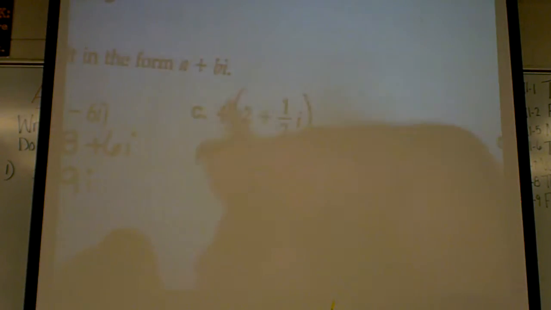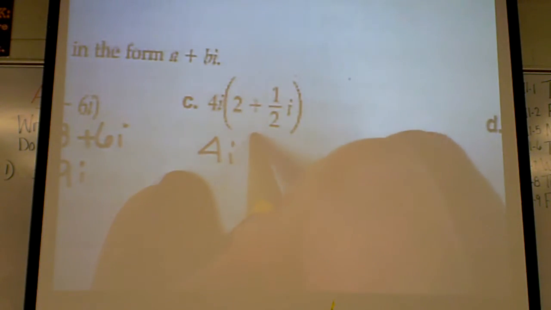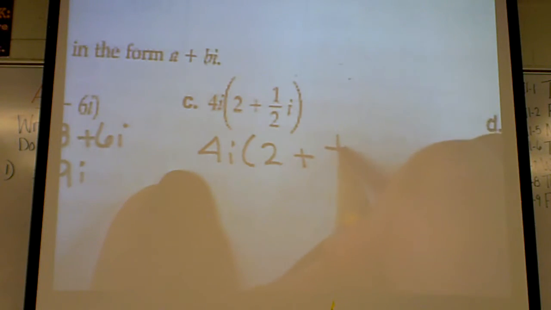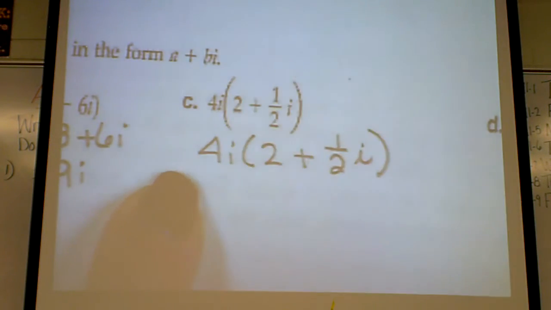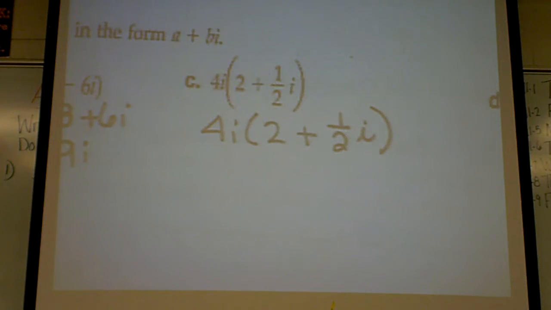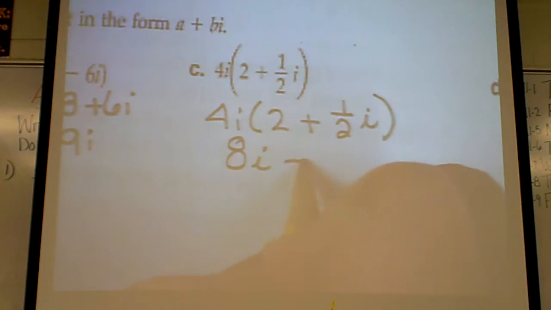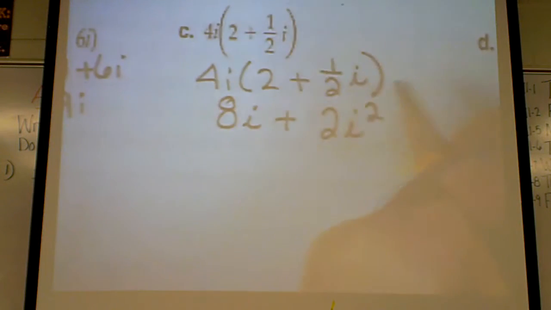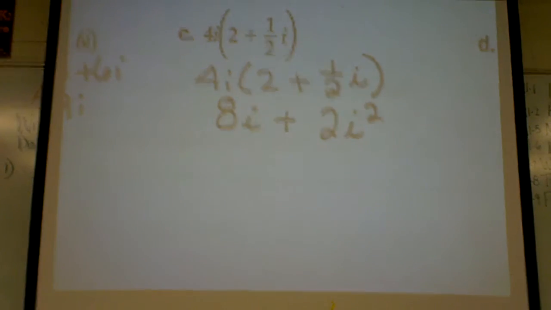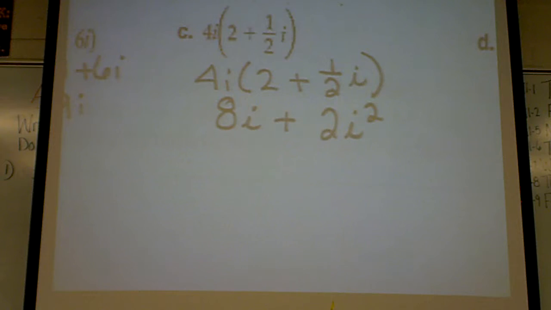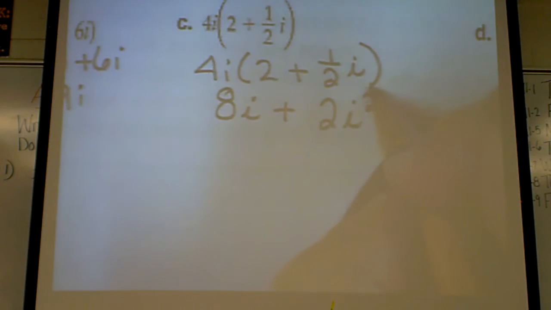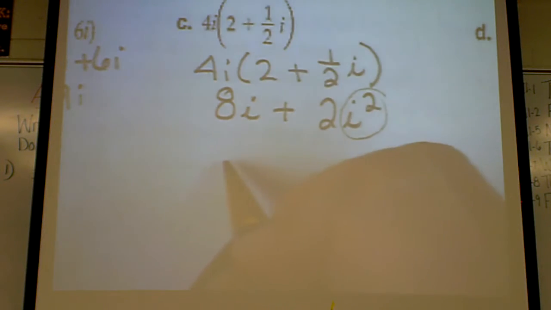Okay, this one says 4i and multiply 2 plus 1/2 i. What do you get? First you get 8i plus 4 times 1/2 is 2. Now what are you going to do? Negative 2 plus 8i. Yes, because i squared is equal to negative 1, and negative 1 times 2 is negative 2, so you're going to write negative 2 plus 8i.